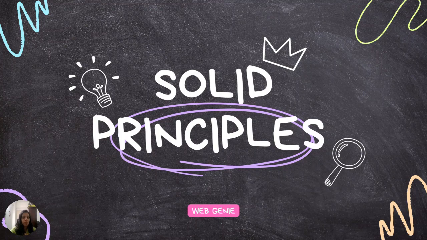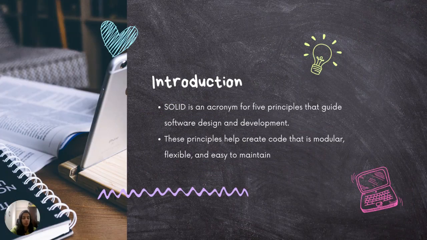In today's video, we are going to discuss the SOLID principles for designing maintainable software. SOLID is an acronym for five principles that guide software design and development. These principles help to create code that is modular, flexible and easy to maintain. So, we will explore the five different SOLID principles, and let us start writing examples or program snippets for each of these principles.